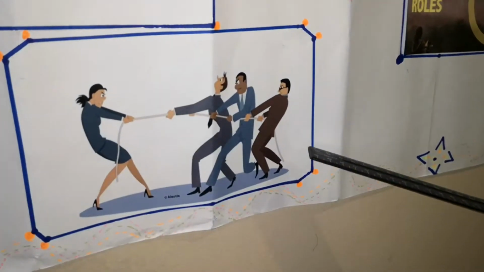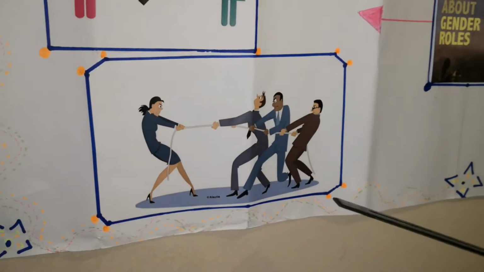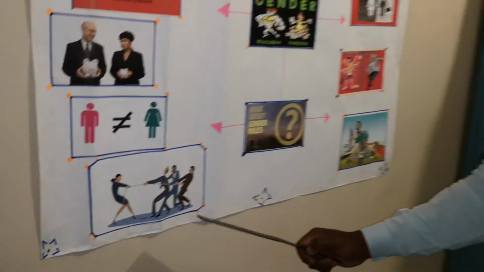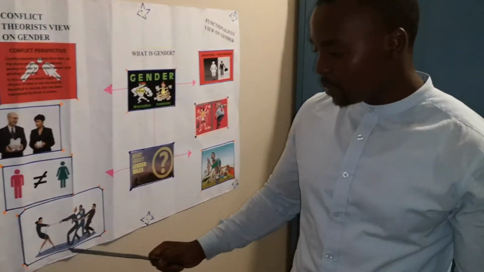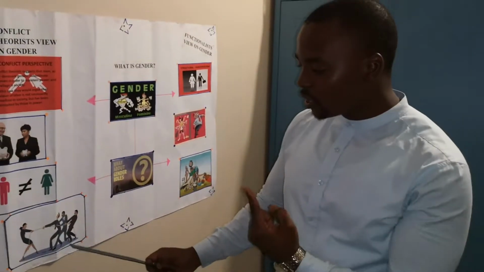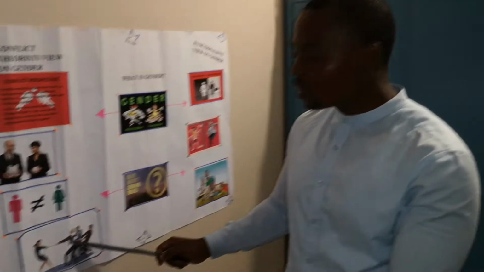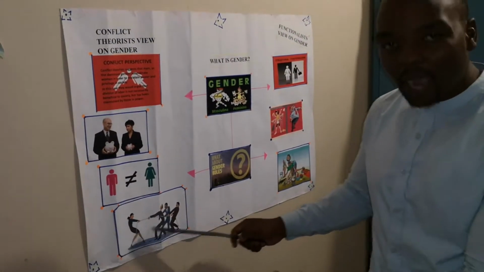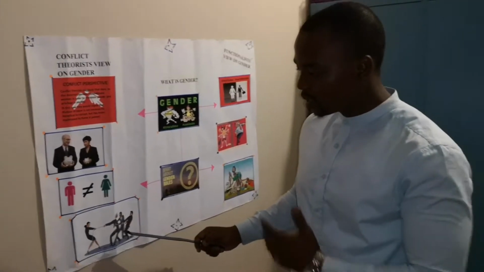All right, looking at the third picture here, we can clearly see that there is a conflict going on. As you can see, 3 males against 1 female. This shows the struggle that is presented by the conflict theorist, that there is a constant struggle between women and men. A female is only 1 against 3 men. This shows that these 3 gentlemen have power over this female, and they are pulling this rope in support of one another. That shows that they are going to overpower the woman because she doesn't have support or power more than them. That's it.